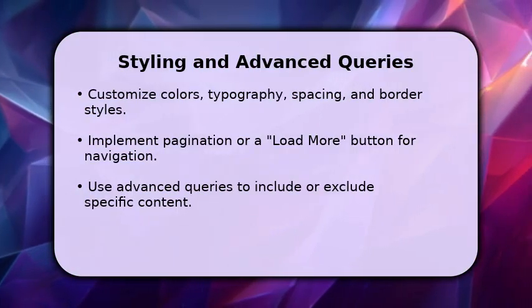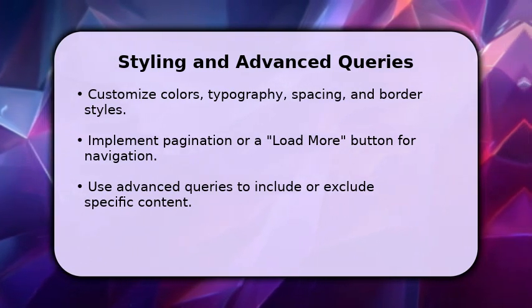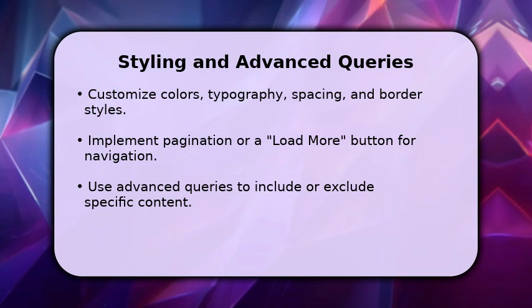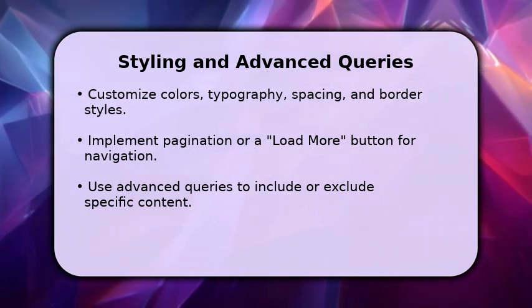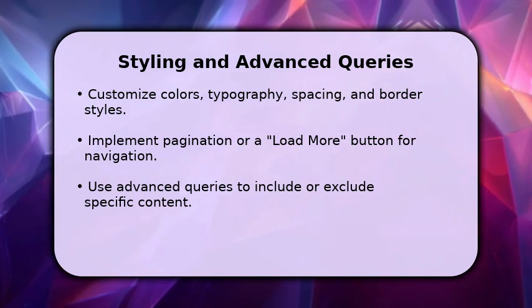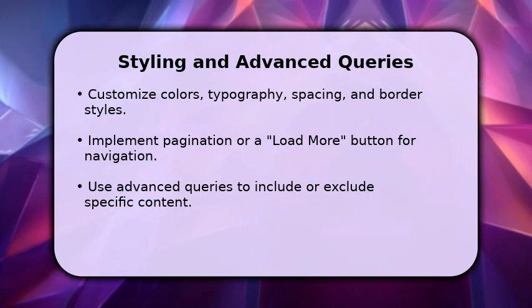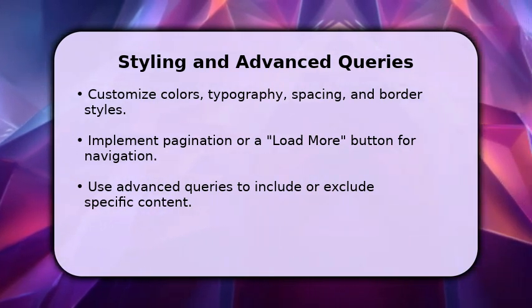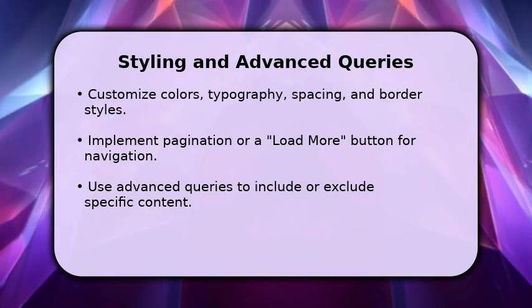Finally, navigate to the Style tab to perfect the visual appeal of your grid. Here, you can adjust colors, typography for titles and excerpts, and spacing between elements. For larger content archives, consider adding pagination or a Load More button to improve user navigation. Advanced query options allow you to fine-tune which posts are displayed, offering immense flexibility for your content presentation.